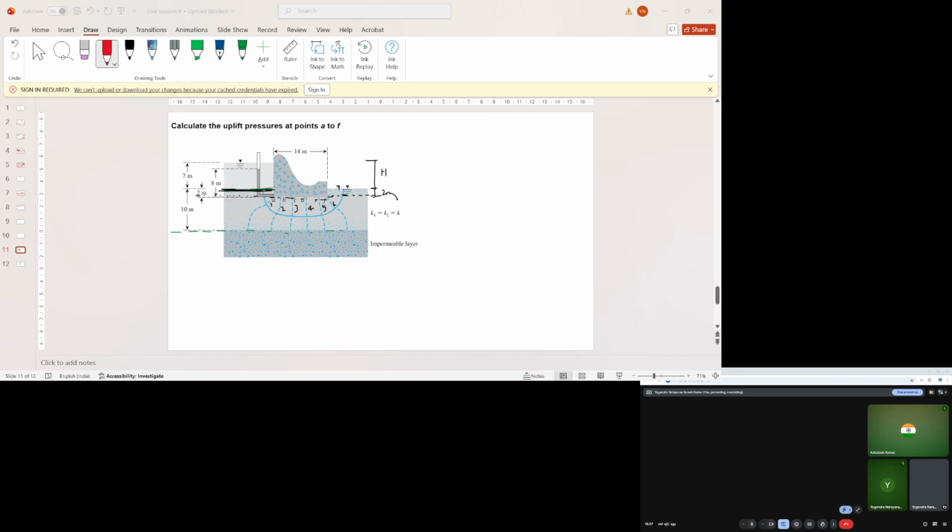Now what is delta H? Delta H is equal to H by ND, which is 6 by 7. How much are we getting? 0.857, or you can take it as 0.86. So for water pressure, 8.6 will come.